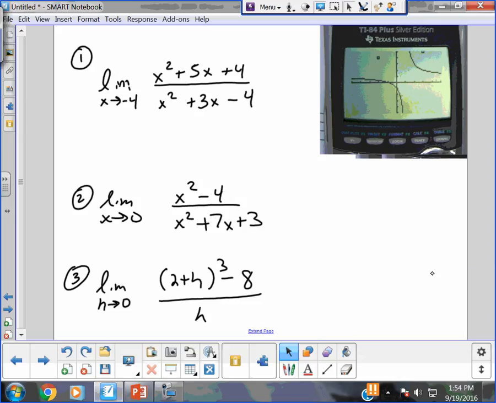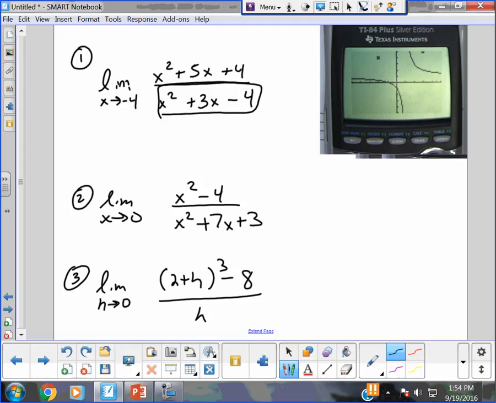All right, so I got 3 limit problems today. The first one says the limit as x approaches -4 of the polynomial x squared plus 5x plus 4 over the polynomial x squared plus 3x minus 4. This is a rational function. Unfortunately, if you plug -4 into the denominator, you get 0.